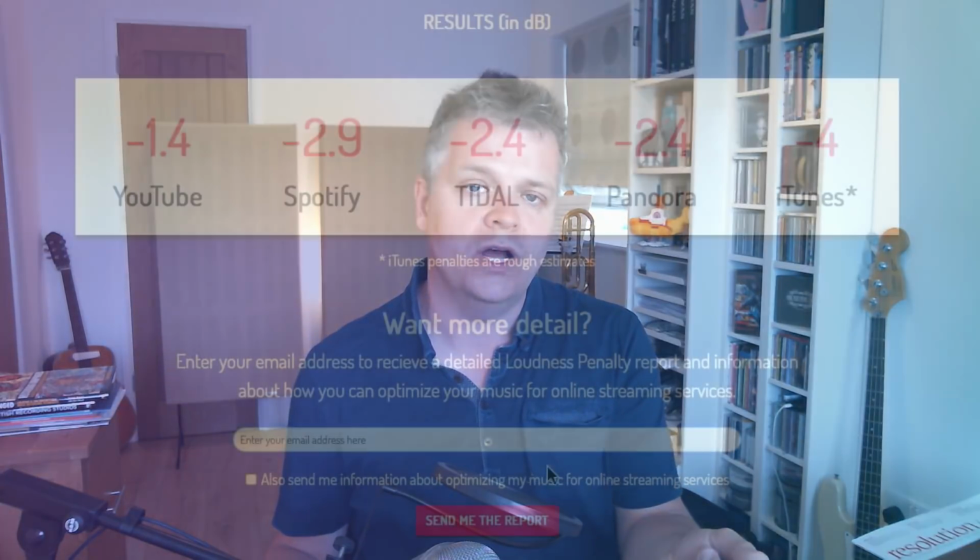You just reduce the level of your mastered file by 1 dB, play it back, and then play the reference tracks from YouTube. I recommend you use the Chrome browser and make sure you have the volume slider for YouTube all the way up so that you get a fair comparison. But that will tell you exactly how your song is going to sound when you upload it, before you upload it. And the same thing applies to all of the other services as well.